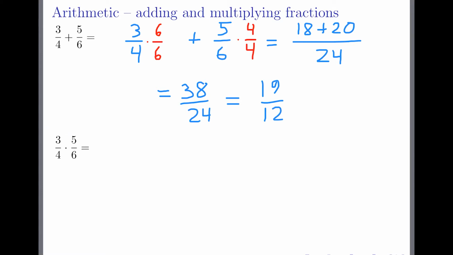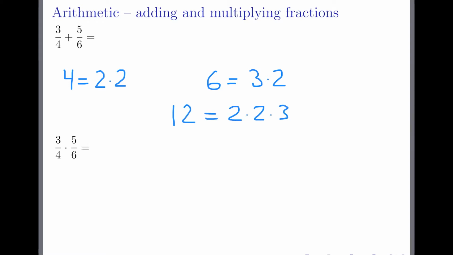There's another thing that you could do that saves just a little bit of effort. If you look at fourths and sixths as being the denominators, you realize, well, 4 is 2 times 2, and 6 is equal to 3 times 2. So what denominator could you use that contains all the factors that you see there? Well, you could use 12, because 12 is equal to 2 times 2 times 3. That's the prime factorization of 12, so it contains enough 2's and enough 3's to capture both 4 and 6.